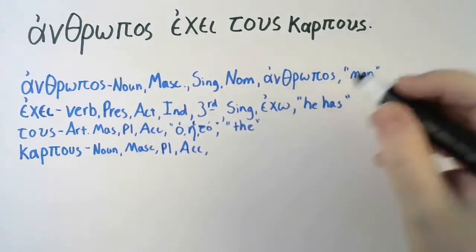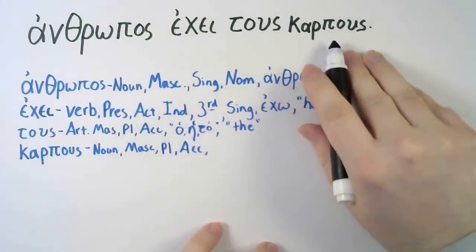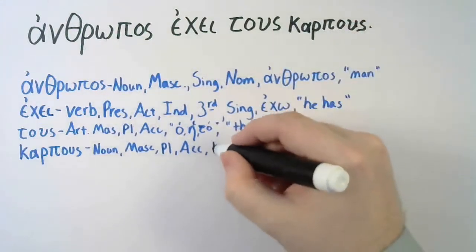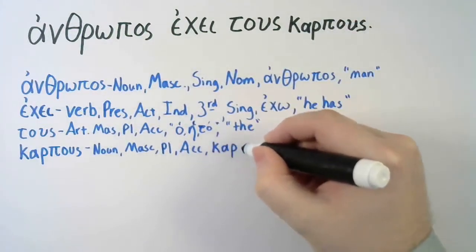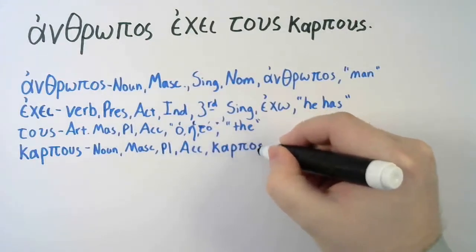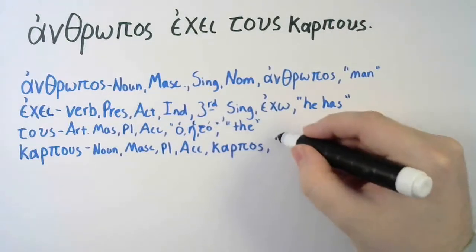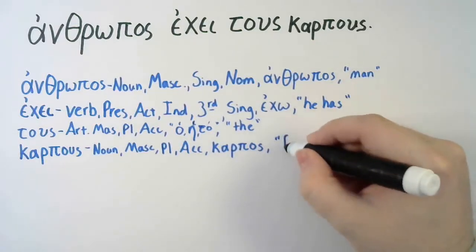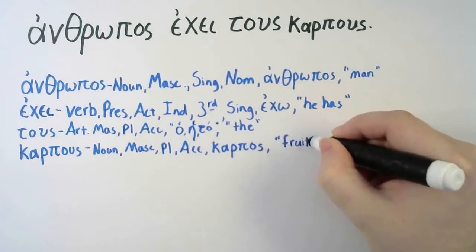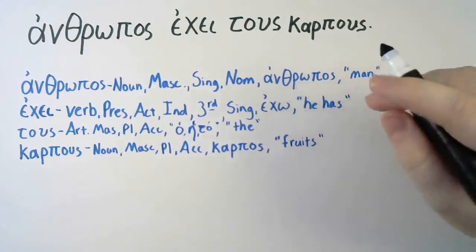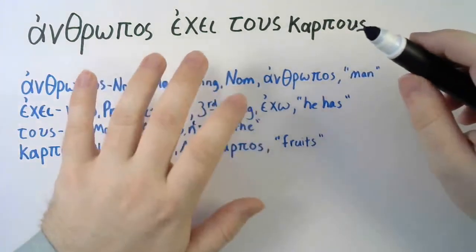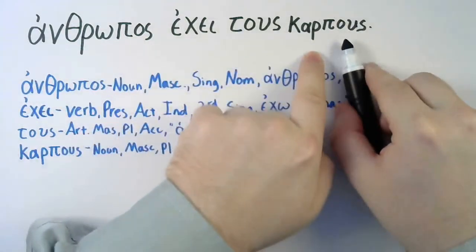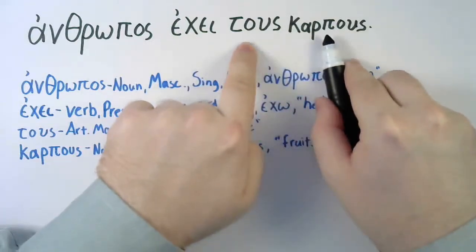What's its lexical form? Karpous? How would you look it up in the lexicon, or find it in your vocabulary? You would find it as karpos. And how is karpos translated? It is fruit.